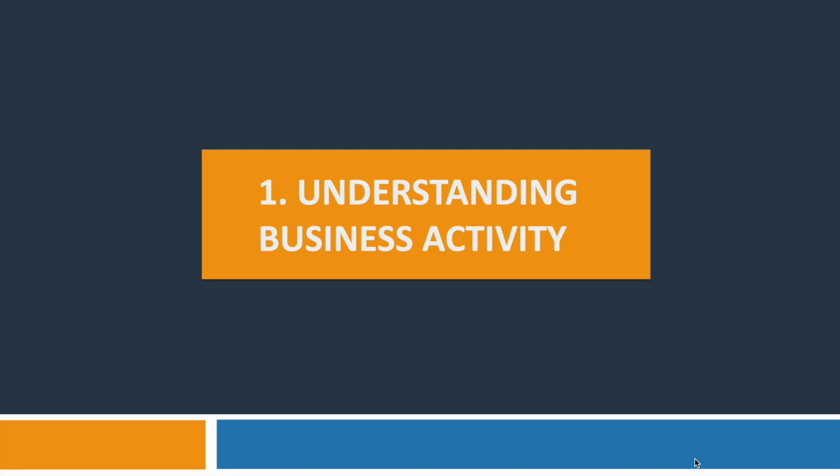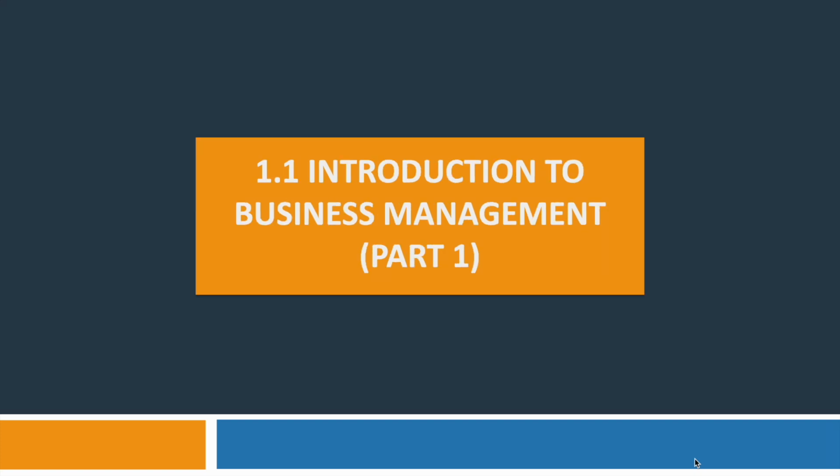Hi guys! In today's video, we're going to have a look at the first unit of business management, which is about understanding business activity. The very first unit is going to be an introductory unit where we learn about how business works, what is business activity, what is the purpose of business activity, what are the different people involved. And the first chapter is going to be an introduction to business management.